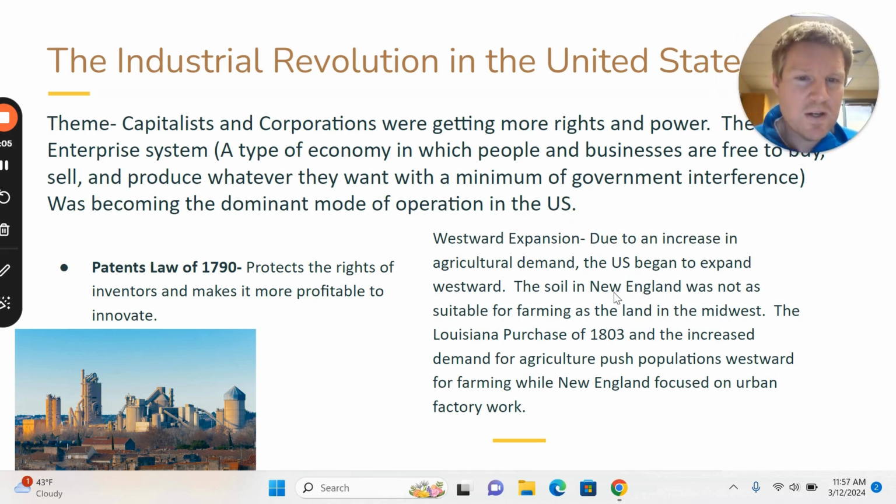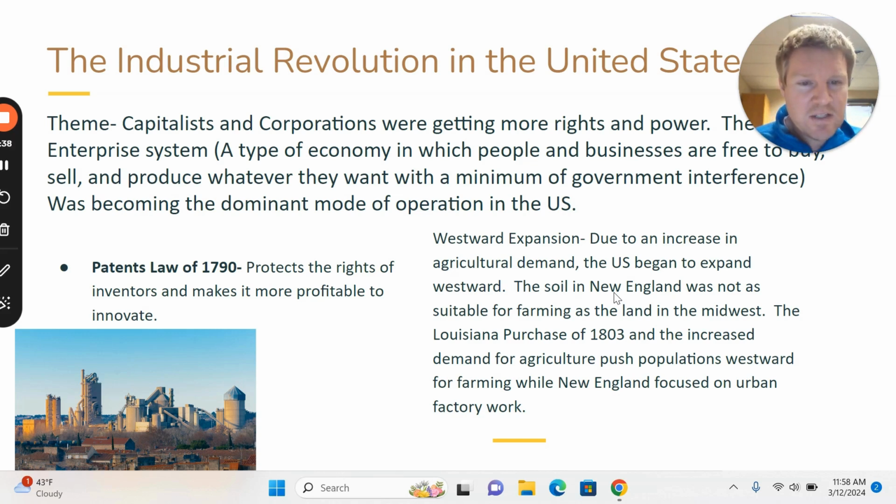You also have westward expansion occurring in the late 1700s and early 1800s. Due to an increase in agricultural demand, the United States begins to move away from the eastern seaboard, the Northeast, where they started as colonies, and people branch out to the more agriculturally friendly Midwest. The soil in New England is not very good for farming. They have good rivers, good water, good climate, but the soil itself is not as good as the Midwest.